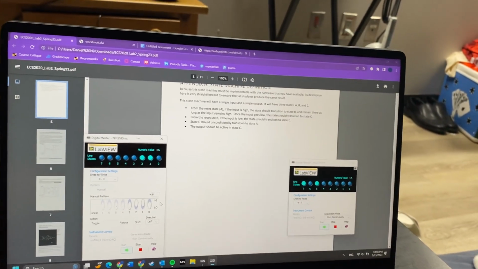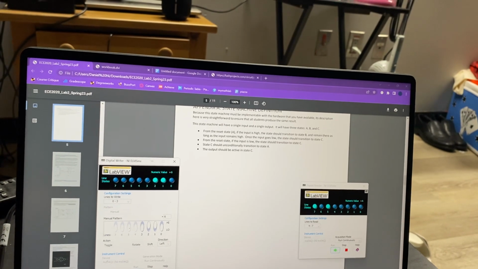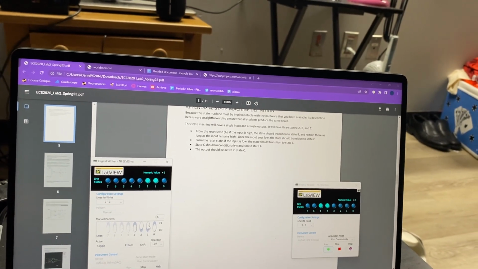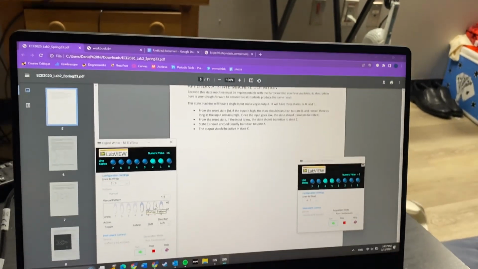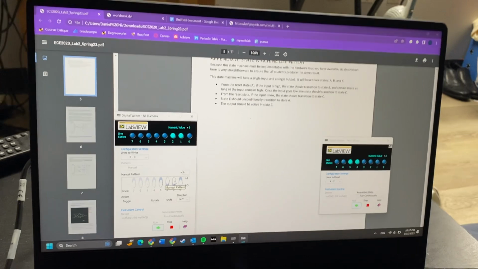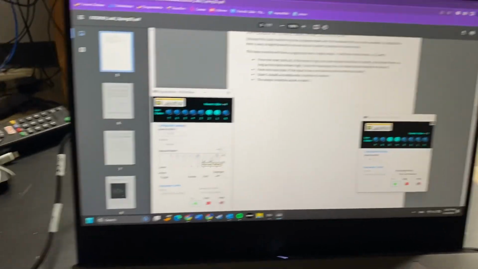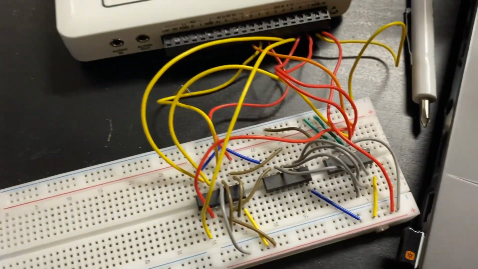And boom, the output is active in state C and not active in other states. As we see, the output would not be active. And yeah, that's our state machine. I'm gonna go back to it real quick.